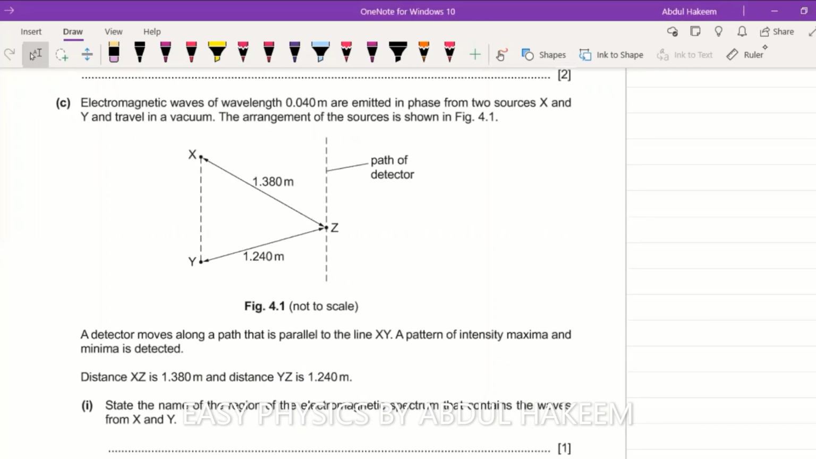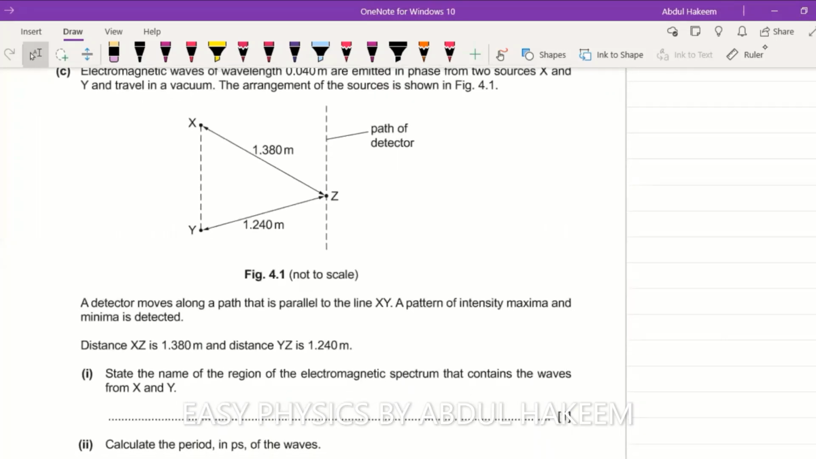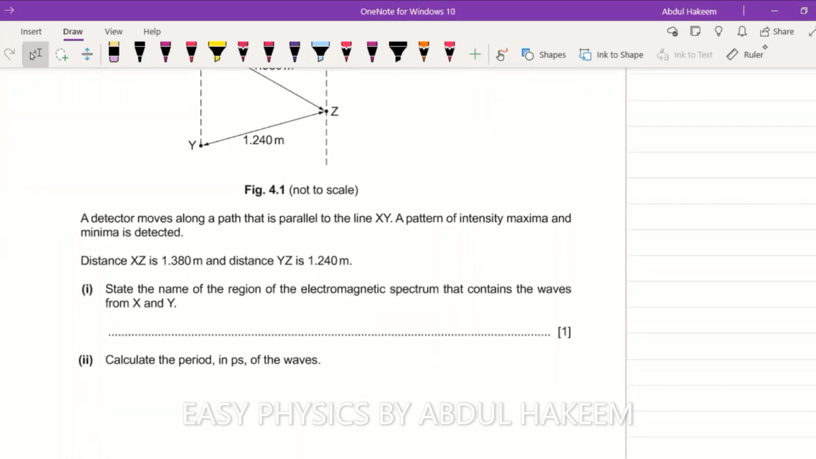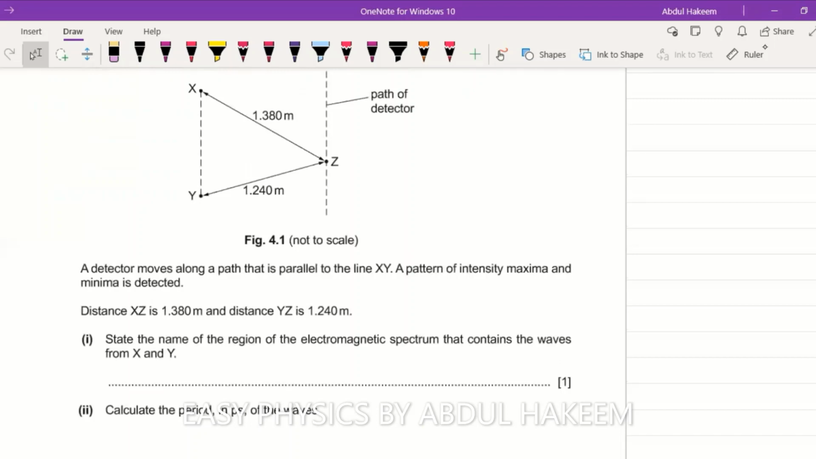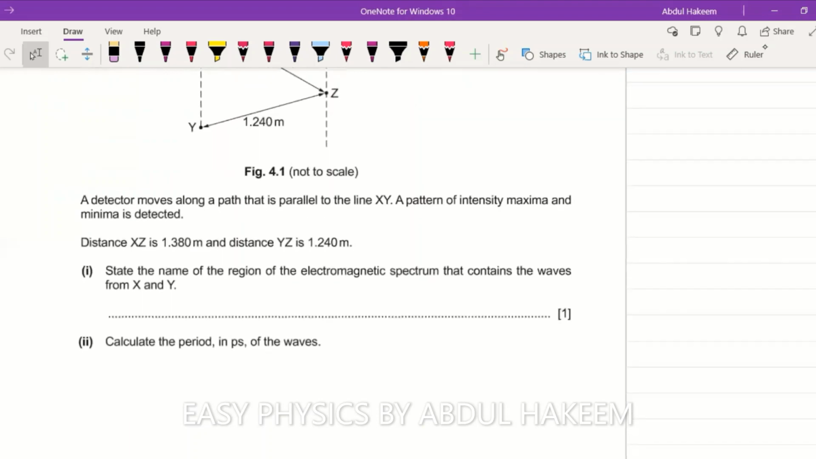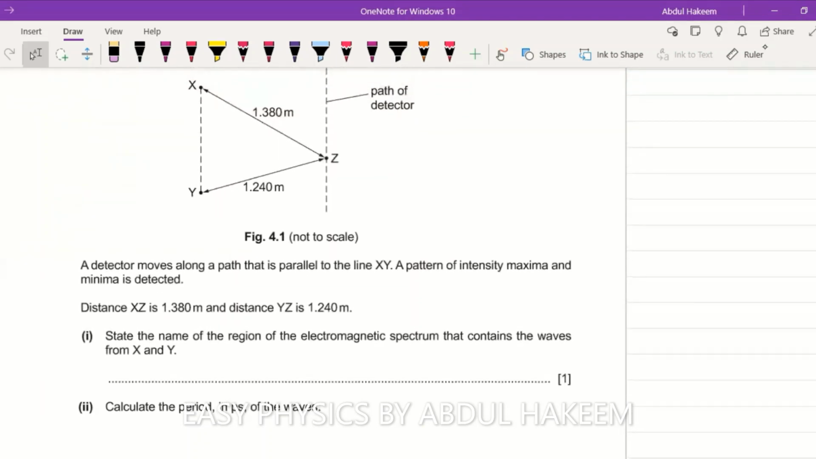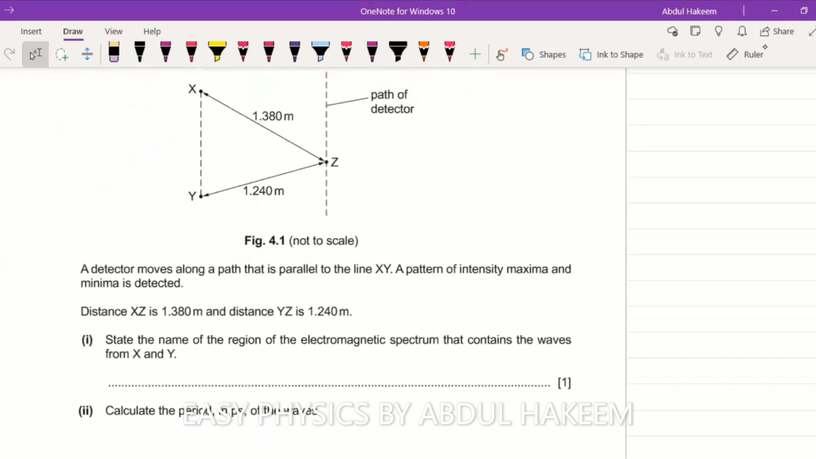Next, electromagnetic waves of wavelength 0.040 meter are emitted in phase from the two sources X and Y and travel in a vacuum. The arrangement of the sources is shown. A detector moves along a path that is parallel to the line XY. A pattern of intensity maxima and minima, meaning constructive and destructive interference, occurs. Distance XZ is 1.380 and YZ is 1.240.